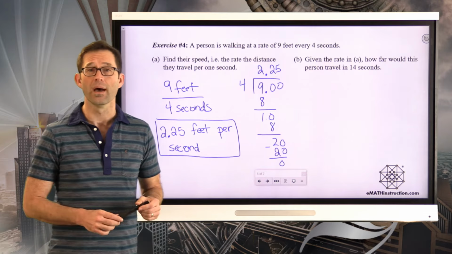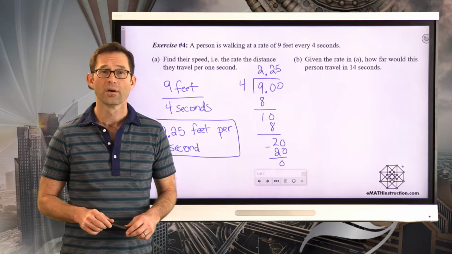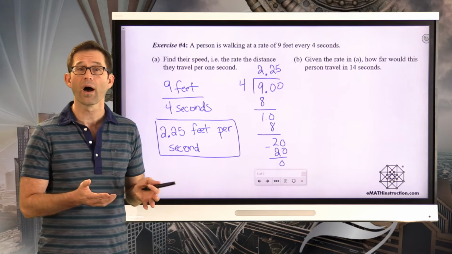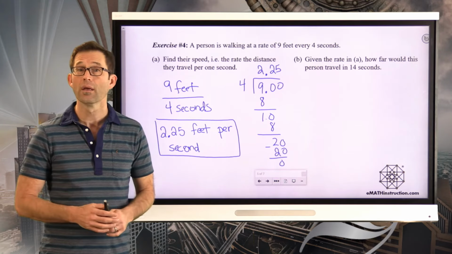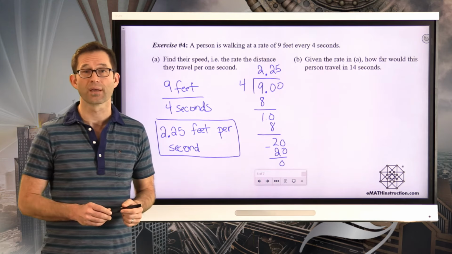Let's take a look at letter B now. Given the rate in A, how far would this person travel in 14 seconds? See if you can use this unit rate, 2.25 feet per second, to figure out how far a person would travel in 14 seconds.